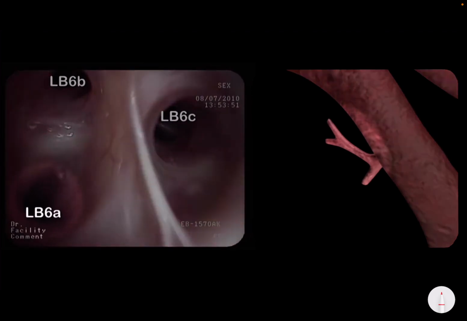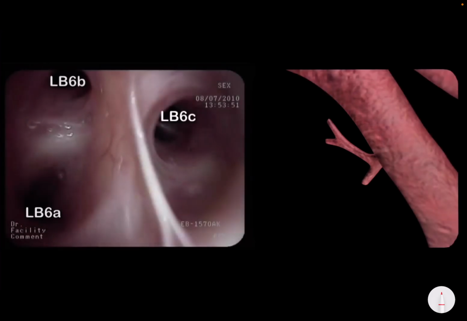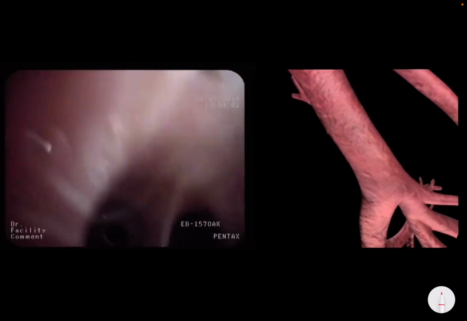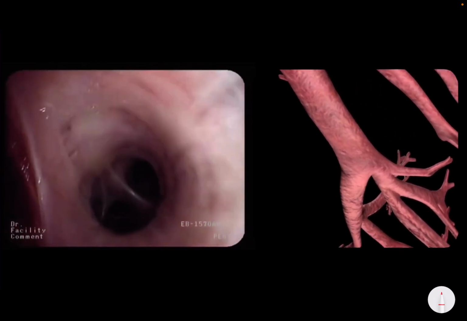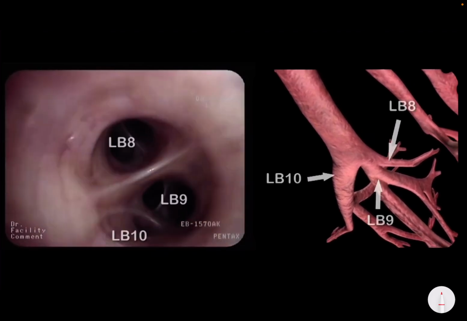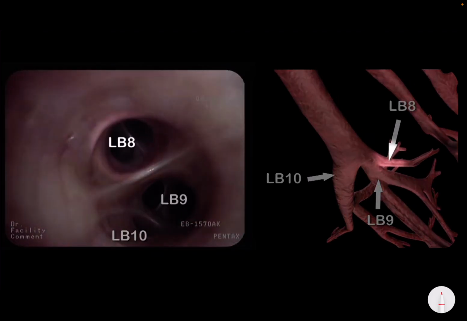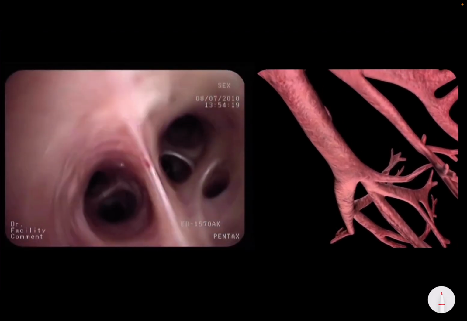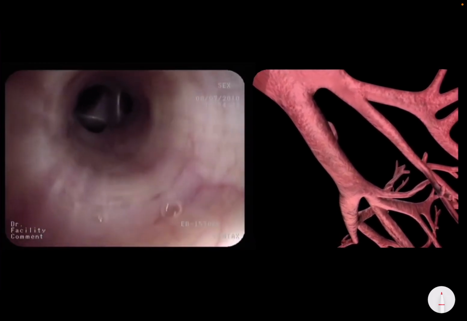Which is further divided into the three segments A, B, C. Now we enter inside the basal branches. In the left side, the medial basal is completely absent. So we have a left anterior basal, left lateral, and left posterior basal on the left side. The right side has 10 segments, the left side has only 9 segments. Which segment is absent? It is the medial basal that is absent.